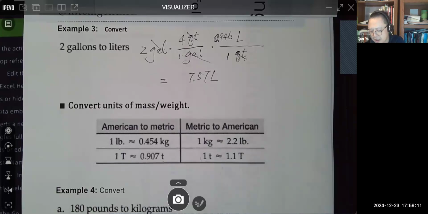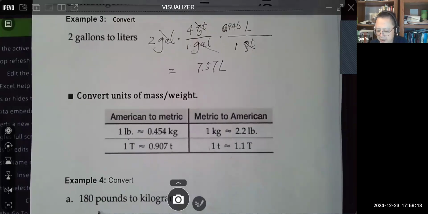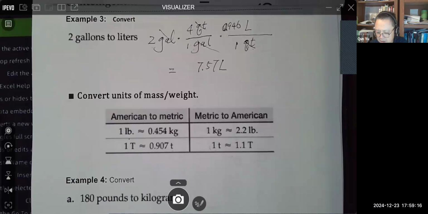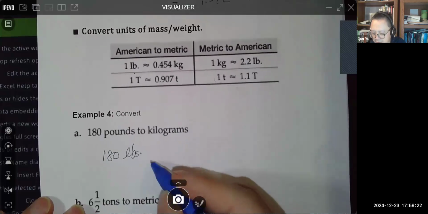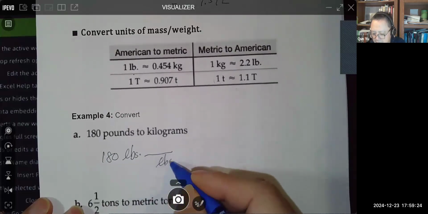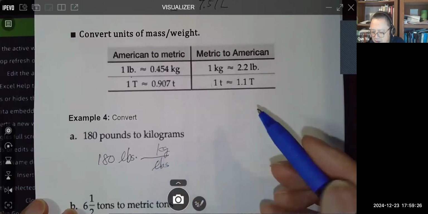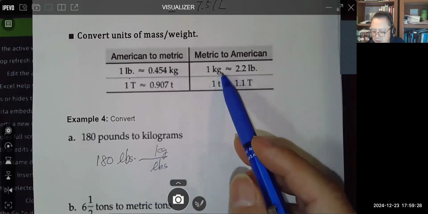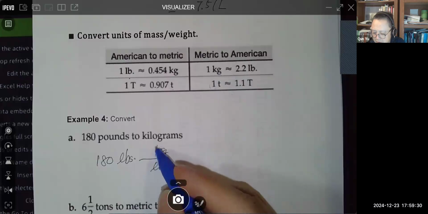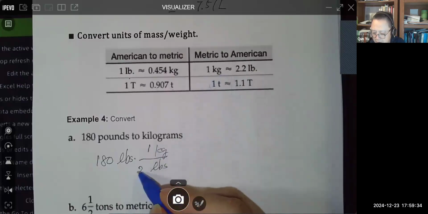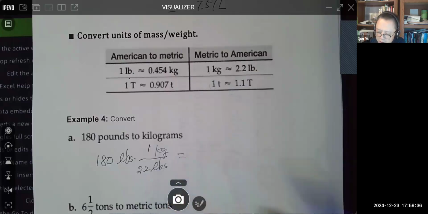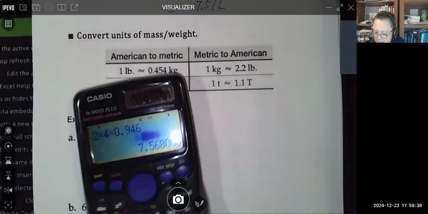Okay. Now 180 pounds to kilograms. This one is a direct calculation. So we just need to cancel pounds to get a kilogram. And this is the relation between kilogram and pound. So 1 kilogram, this 1 in front of kilogram, and 2.2 pounds. So all we need is divide 180 by 2.2.